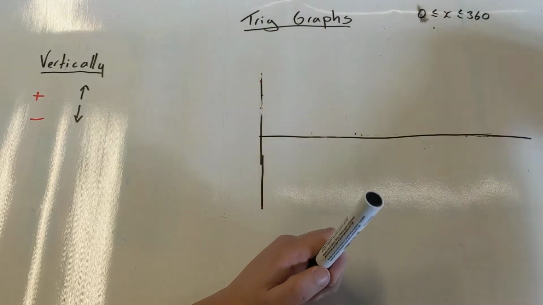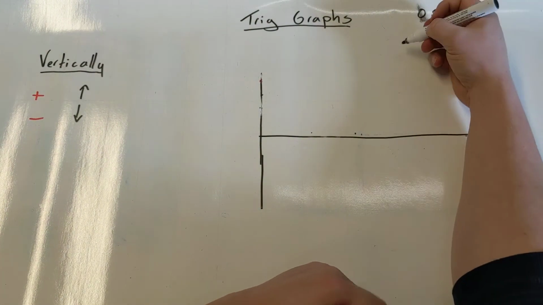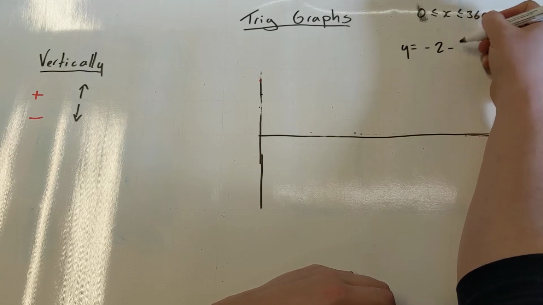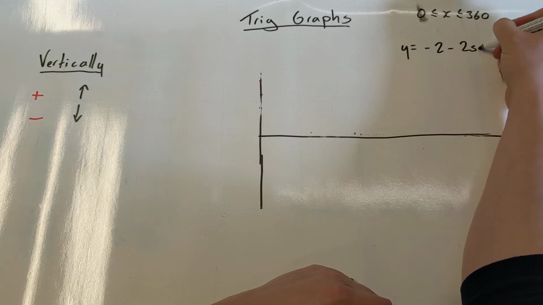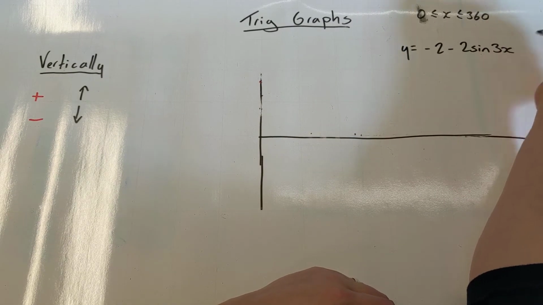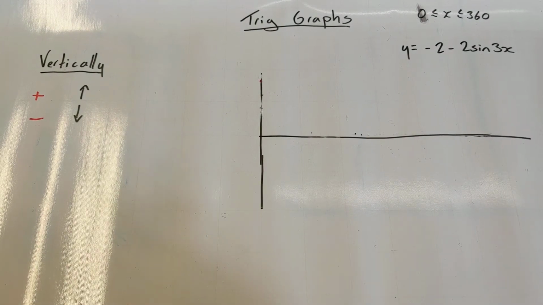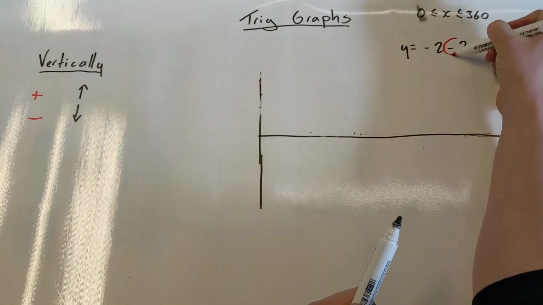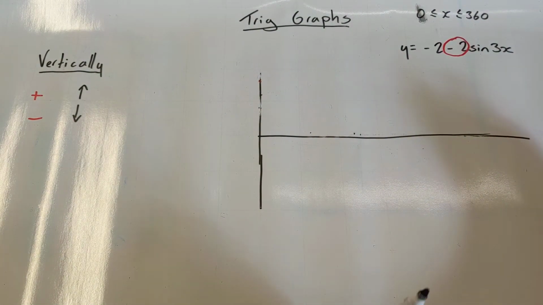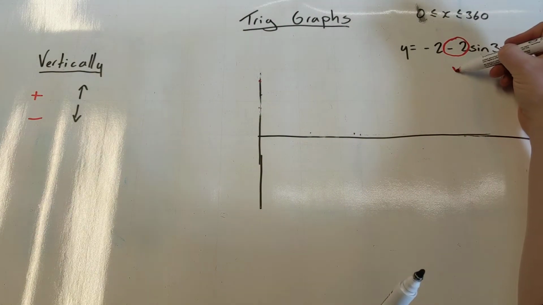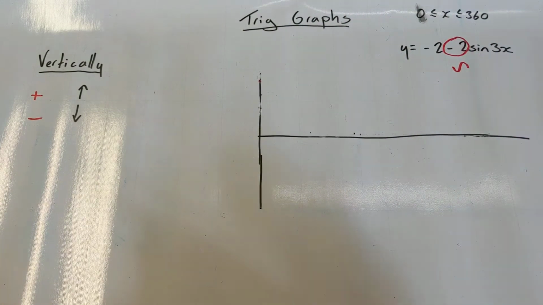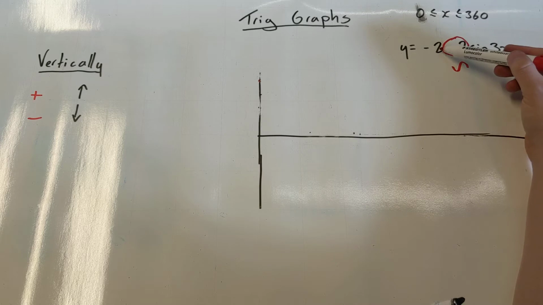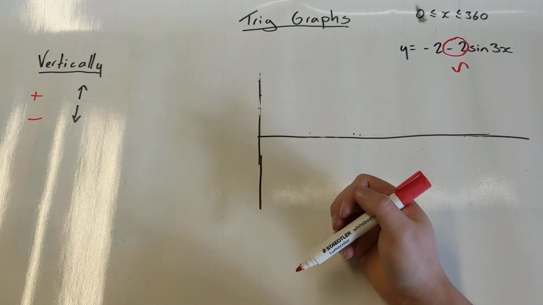Again, we're going to draw this one between 0 and 360. And let's say our equation now is y equals -2 minus 2 sine 3x. So we've got a lot going on in this one. First of all, our amplitude is -2. So that immediately tells us our graph's going to be flipped, and it's going to be going that way instead of the normal way. We're going to be doing 3 of them in 360. And the whole graph has shifted down by -2.